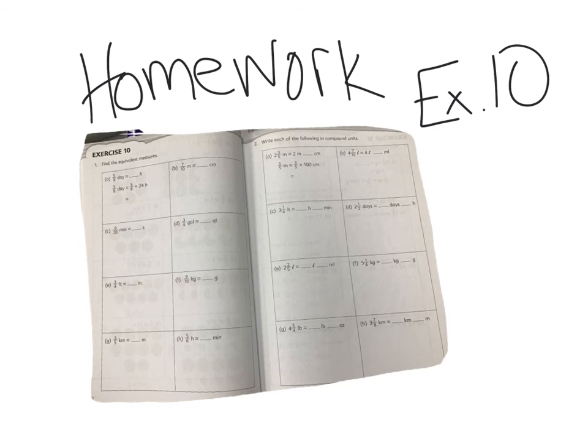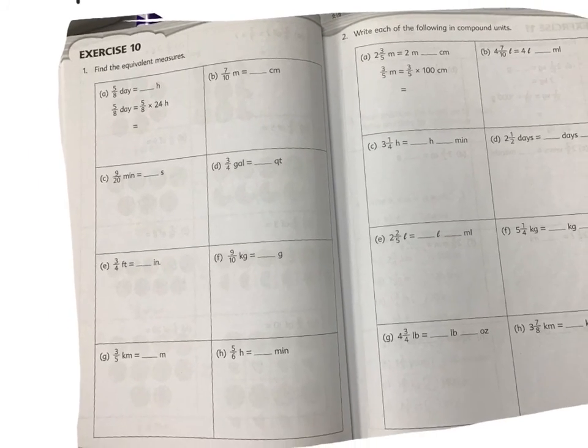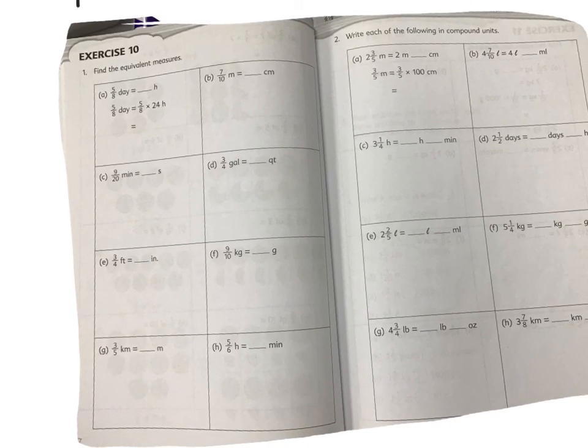Now your homework is to complete exercise 10. Although it's right here, there's also an assignment for this. Find the equivalent measurements. So you have A through H, and then write each of the following in compound units. So this is what we just did. So transfer this 3 over here, the 2 over here, 4 here, 4, oh, they already did the 4. Transfer the 2 over, the 5 over, and the 3 over.